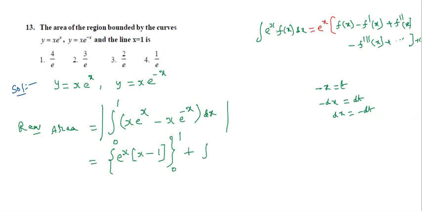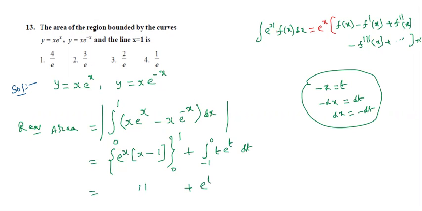Plus integration minus 1 to 0 t e power t dt. Substitute these values, then it's going to convert. Now, this is the same, plus here e power t. What is the shortcut method? t minus 1, limits minus 1 to 0.